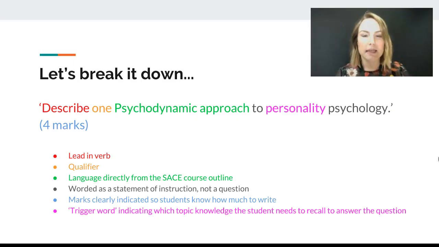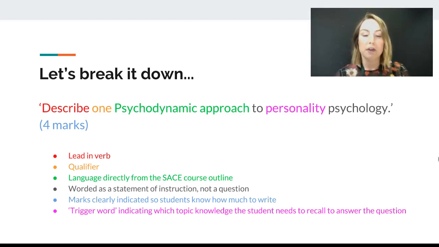Okay, the next part here is just deconstructing a question. So if you got a question like this, it's come from the personality topic. Describe one psychodynamic approach to personality psychology. And this question is worth 4 marks. So I guess the first thing to talk about is you can see that this question is very vague. And that's for a good reason. I'll explain that in a minute.